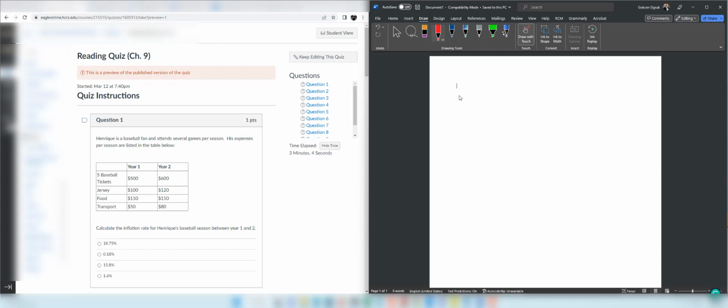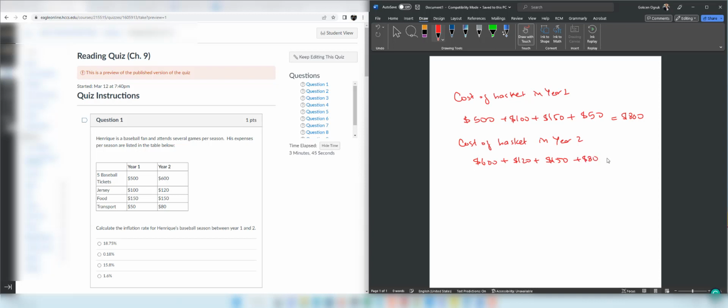So we're gonna look at the cost of basket in year 1. Let's do that. Cost of basket in year 1, $500 plus $100 plus $150 plus $50. This equals $800. So this basket costs $800 for Henrik. Now let's calculate the cost of basket in year 2. And this time it's $600 plus $120 plus $150 plus $80. That is equal to $950.